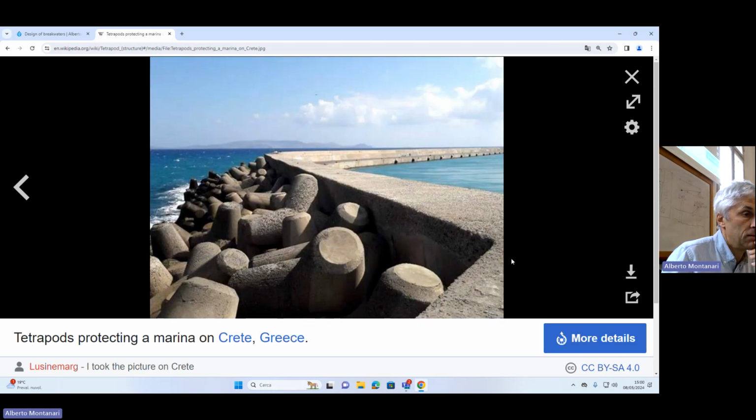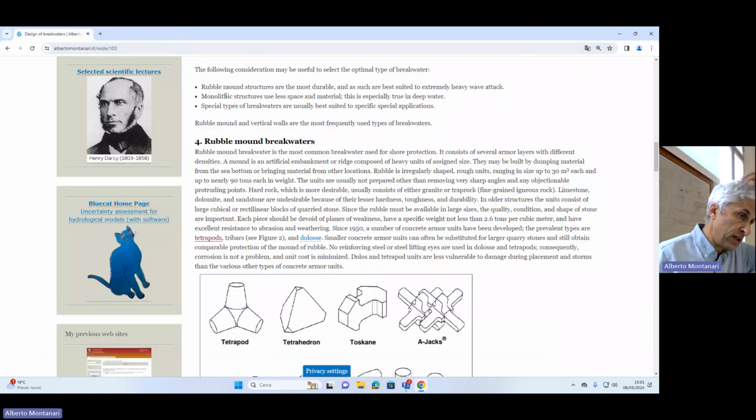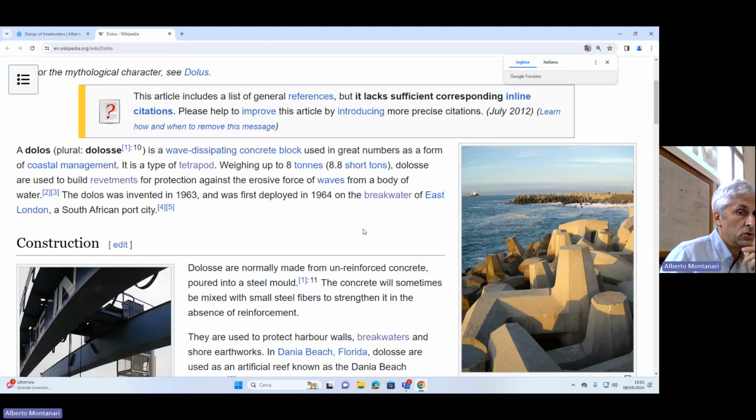This is another example. I think this is, no, it's in Crete. I was saying this is probably in Italy, but it is in Crete. They are very much used also on our beaches. And this is for the tetrapods. And here there is another link. These links, I'm getting them from another lecture, but you don't need to look at them for studying for your exam. I'm just using them in order to give you an idea.